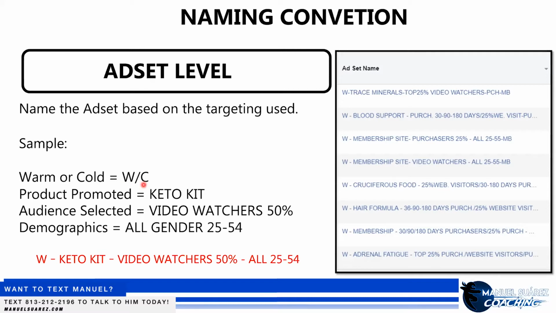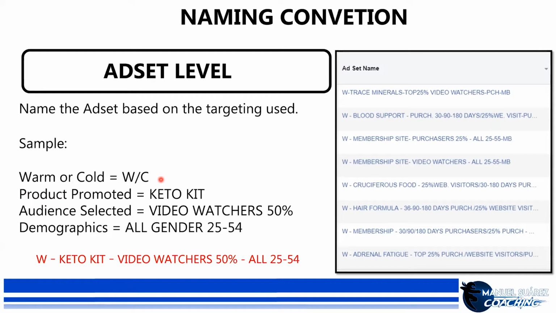Cold audiences are your interests, your lookalike audiences, your micro-targeting audiences. Your warm audiences would be the custom audiences you create under Business Manager. This includes your video watchers, website visitors, customer lists, etc. And then what product you are promoting or where you are directing users to. If it's a conversion campaign, you can name it, for example, warm for warm audience, trace minerals as the product you're promoting, the audience would be your top 25% video watchers, and the optimization is purchase.